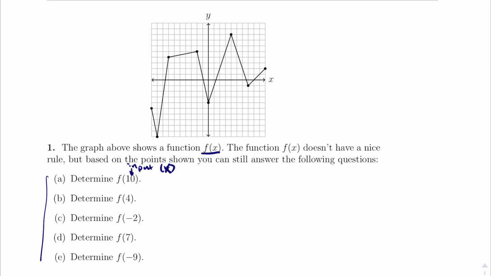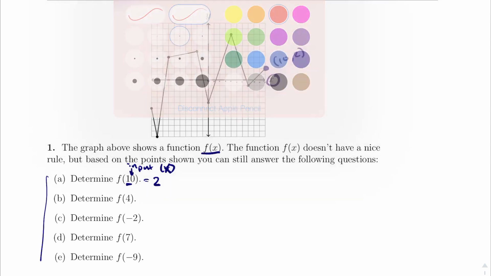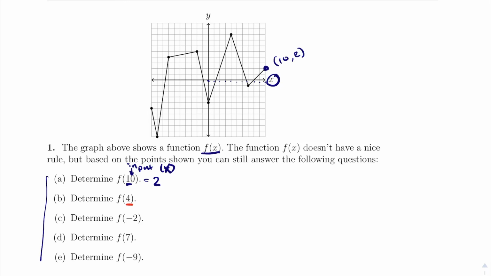The way we do this is we go to the x value of 10. So on the x-axis: 1, 2, 3, 4, 5, 6, 7, 8, 9, 10. And we get to the point (10, 2). So when the input is 10, the output value is 2. One more of these. When the input value is 4, 1, 2, 3, 4, the output value is 8, just counting 1, 2, 3, 4, 5, 6, 7, 8 on the y-axis.